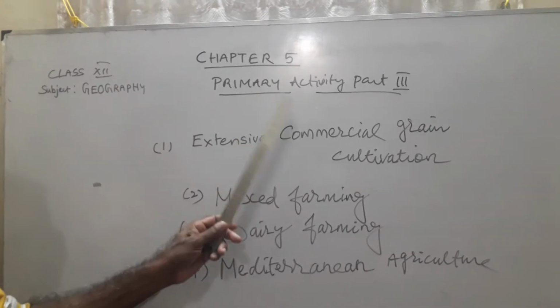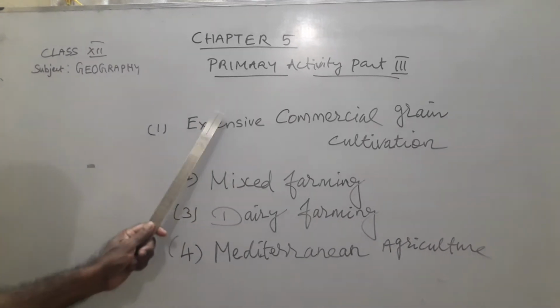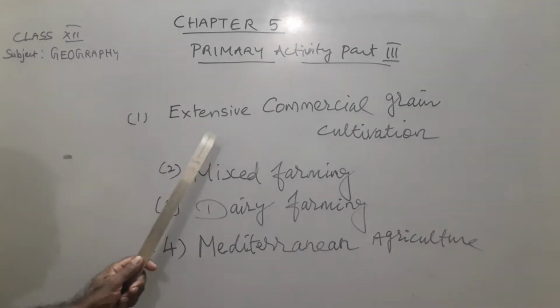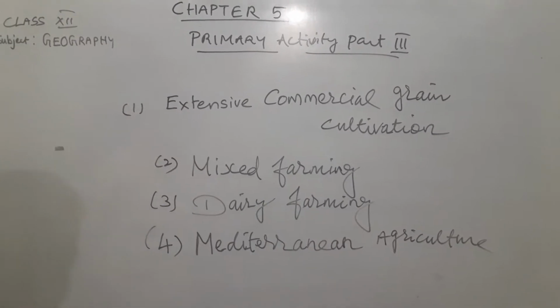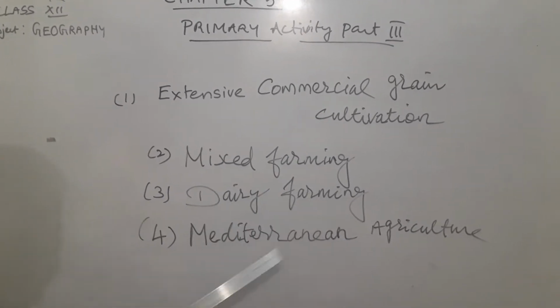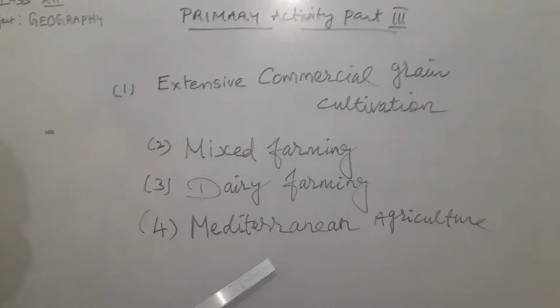In primary activity part 3, we are going to discuss four important topics: extensive commercial grain cultivation, mixed farming, dairy farming and Mediterranean agriculture.